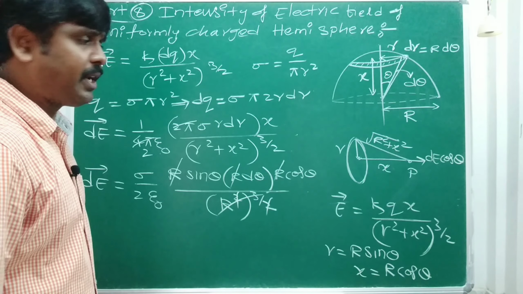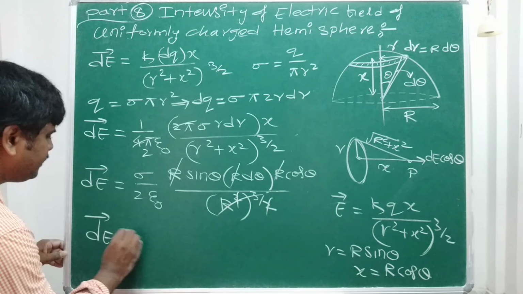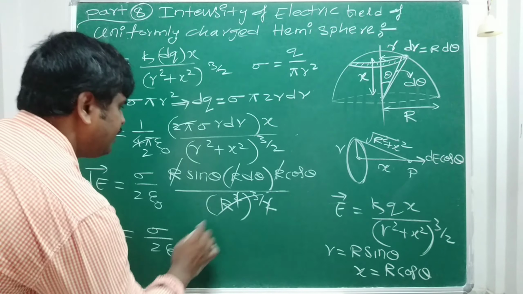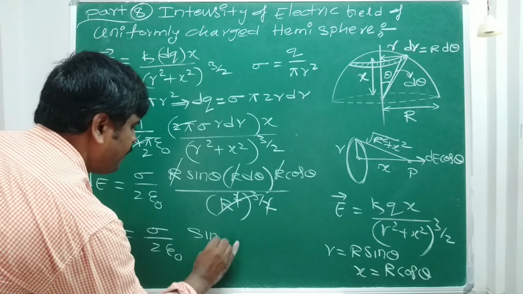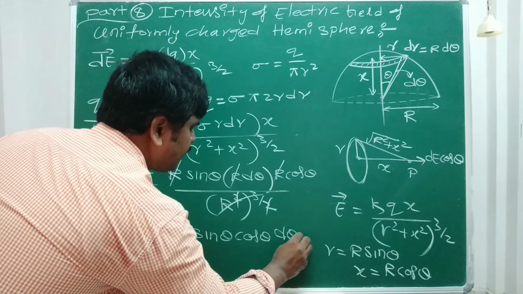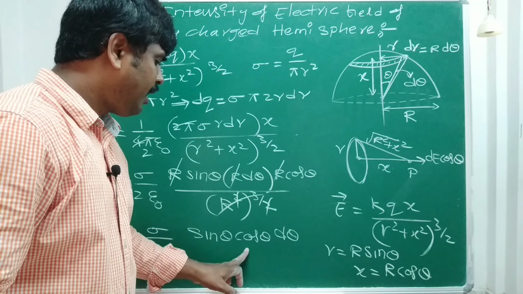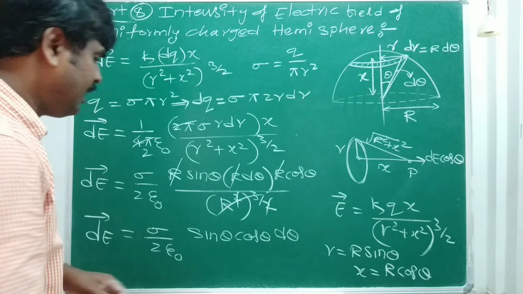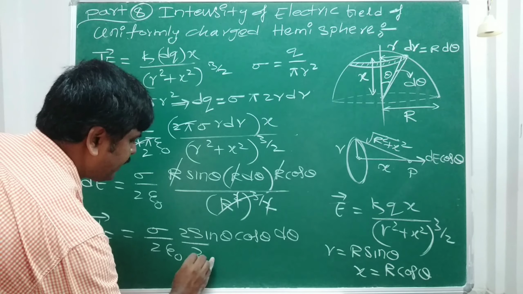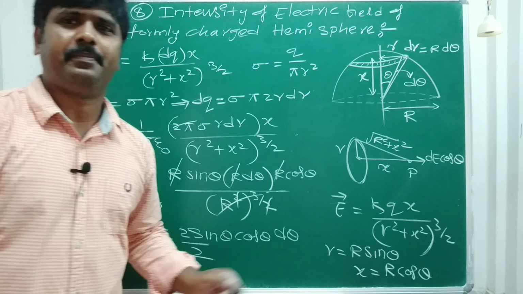Try to understand. Then the resultant equation dE bar is equal to sigma divided by 2 epsilon naught, this is sin theta into cos theta into d theta. So we can write here 2 into sin theta into cos theta. For this, 2 is multiplying and dividing. I will continue just a second.